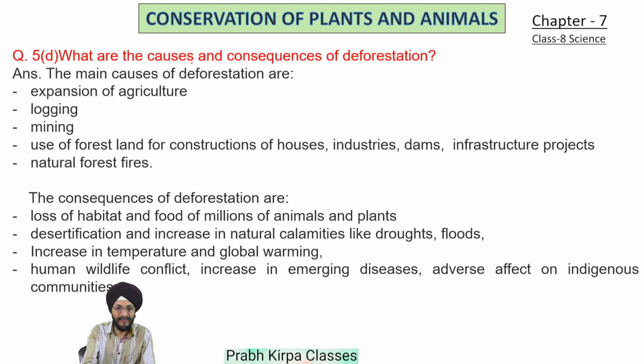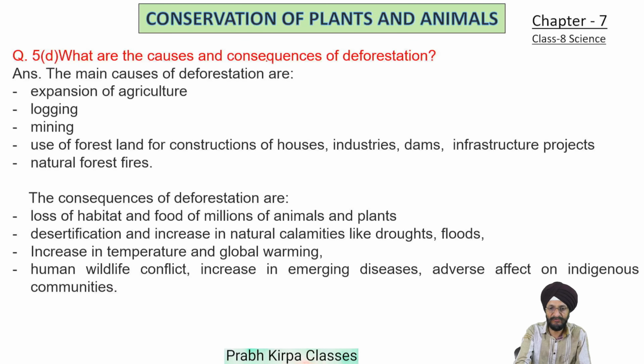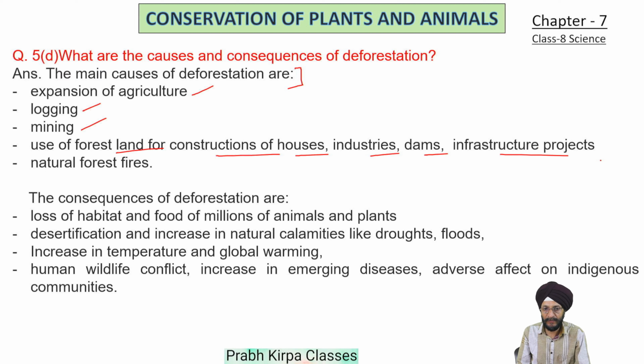Next, 5D. What are the causes and consequences of deforestation? First, we will discuss the causes of deforestation. The main reason for deforestation is the expansion of agriculture. Then there is logging, that means illegal cutting of trees. Then comes mining. Then we are also using the forest land for the construction of houses, industries, dams, and infrastructure projects.